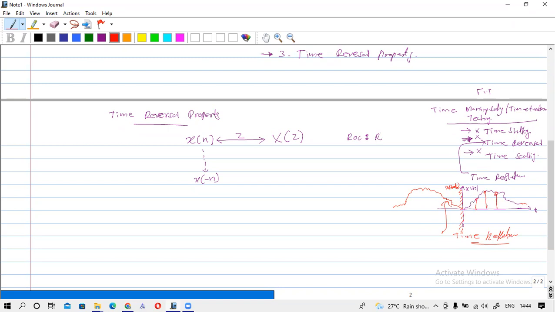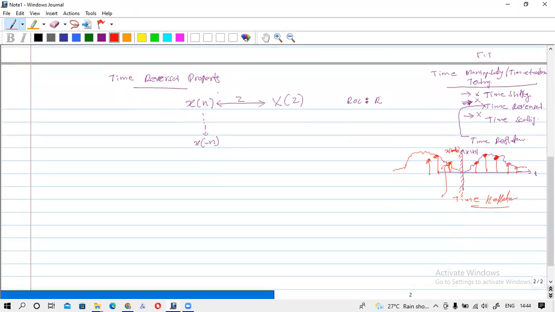This is true for the discrete time sequence also. If we have an impulse like this and we get the time reverse, we will have the mirror image of this impulse here, and again here, and so on. So we will have the image around the y-axis.